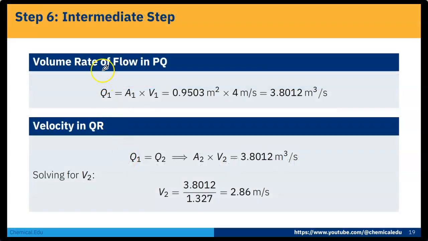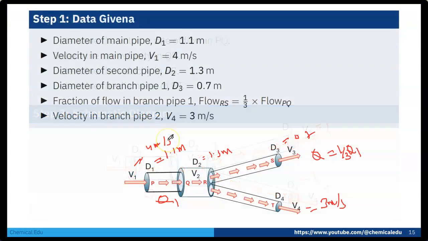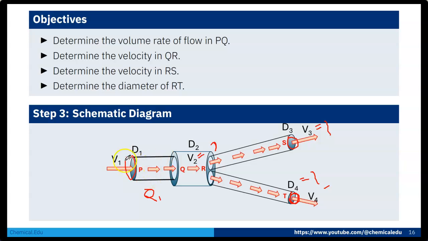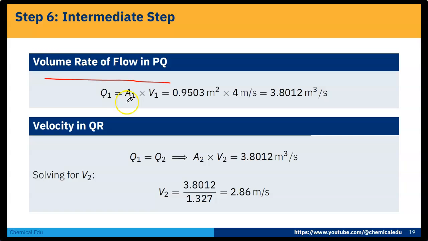Now the volumetric flow rate in PQ. The volumetric flow rate is the cross sectional area into V1. So the cross sectional area is 0.9503 and the velocity is 4 meter per second. So Q1 is 3.8012 meter cube per second.